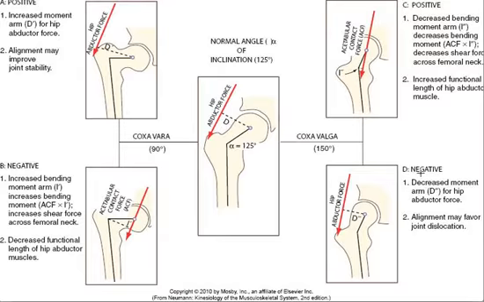Now, in the case of the negatives, they have decreased moment arm for the hip abductor muscles, and then the alignment may favor joint dislocation. So I think both of these two abnormalities occur in some childhood diseases, like Legg-Calvé-Perthes disease and slipped capital femoral epiphysis, and can also be part of acetabular abnormalities. So these are important functional problems associated with the bony anatomy that are relevant to you as clinicians.